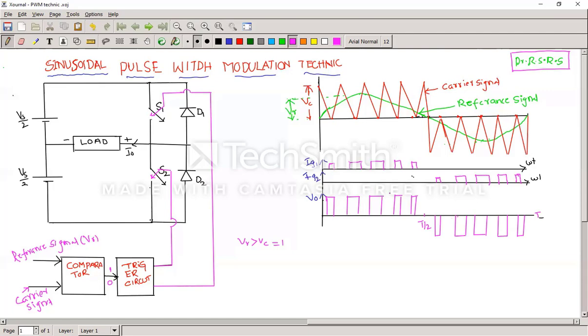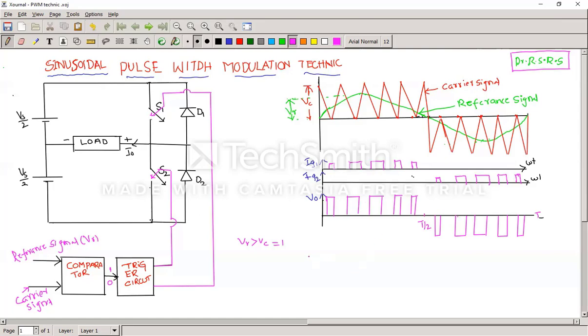If you observe the positive cycle, the width of the pulse which is near to the 90 degrees is more. Away from the 90 degrees, the width of the pulse will be decreased. That's why we are calling it a sinusoidal pulse width modulation technique. So when you use the sinusoidal pulse width modulation technique, high frequency components will be present. That also will be removed, but the magnitude will decrease, and the fundamental component will be improved when compared to the multiple pulse width modulation, and low frequency components also will decrease.